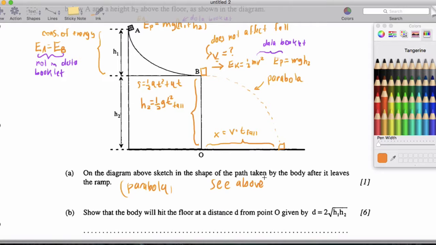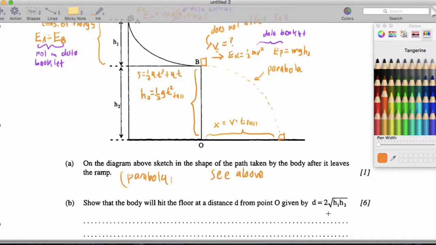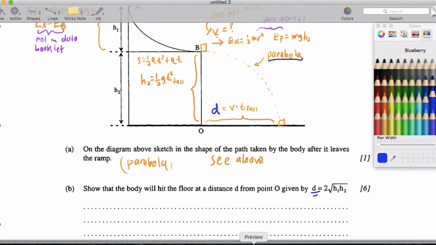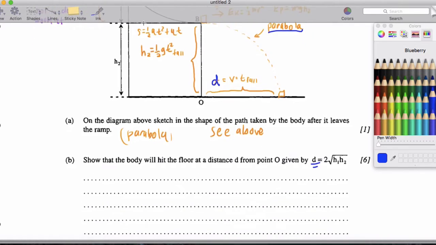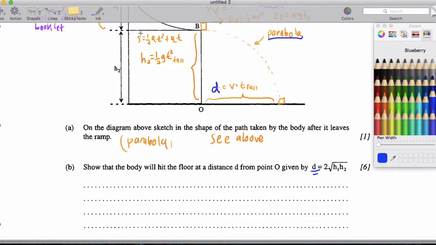And I'm going to say see above. Now it says, show that the body will hit the floor at a distance D from a point O given by D equals 2 square root of h1 h2. Oh, so they're calling it D? Let's go ahead and change that. In fact, we change colors here. I am now in the solution to the problem. So I'm going to call this D, just like the problem does. So what am I going to do? I'm going to actually work from the beginning to the end. So let's get the speed at v.